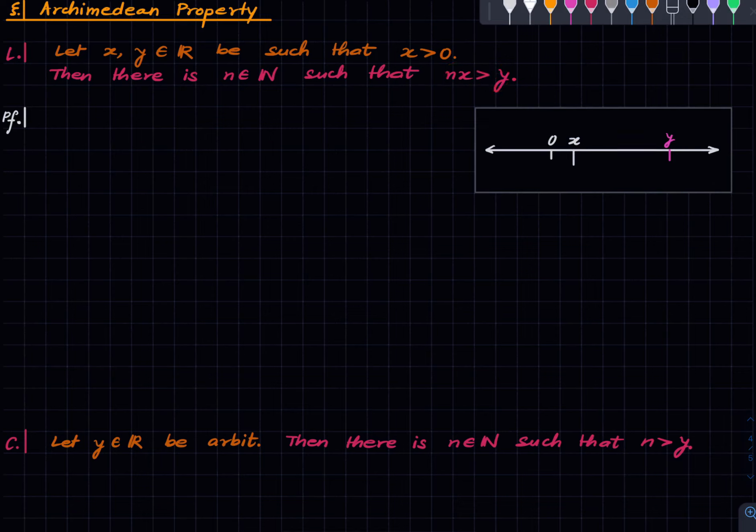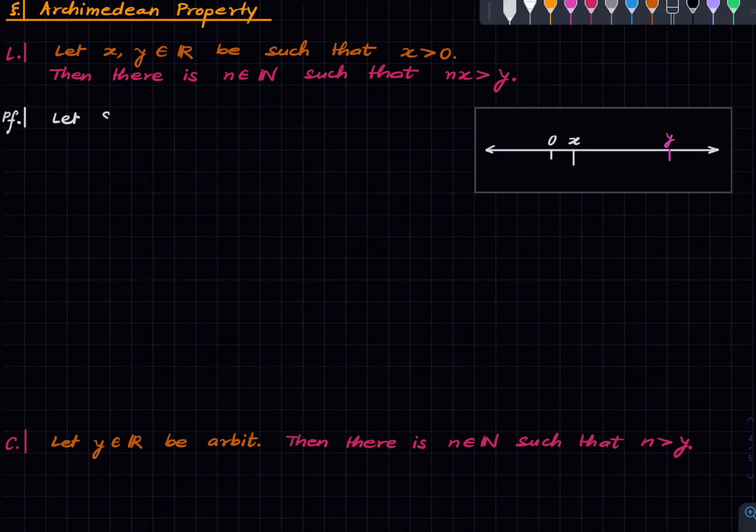What does it say? It is saying that, let's say y is somewhere here. It is also positive for the moment. So then it says that if you keep adding x enough number of times, you will jump over y at some point. Again, this is completely intuitively obvious, but it has to be proven rigorously. So that's the Archimedean property, that if you keep working with a constant pace, you will eventually achieve your goal. All right. So let's prove this.